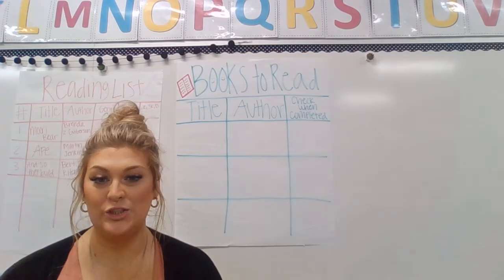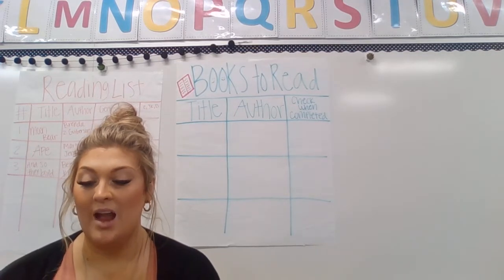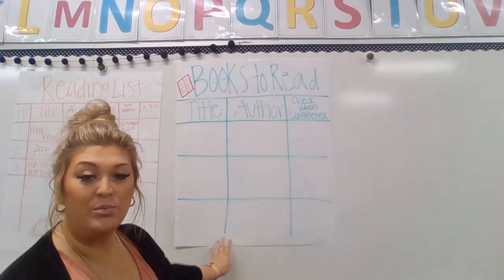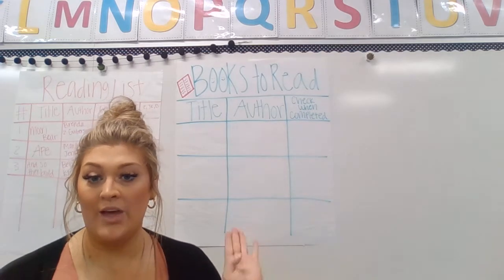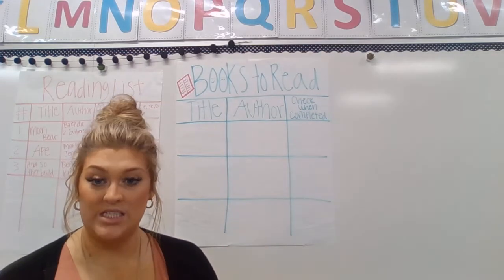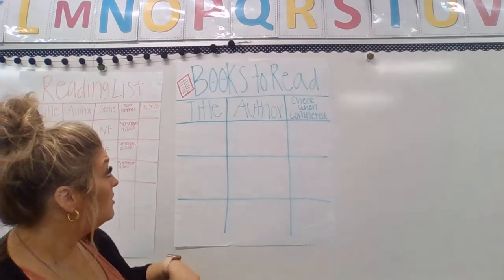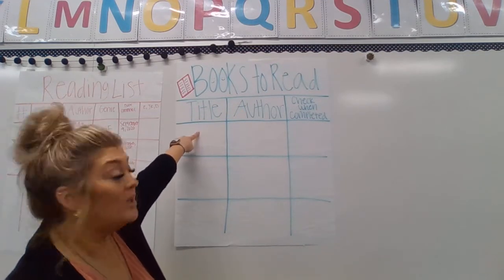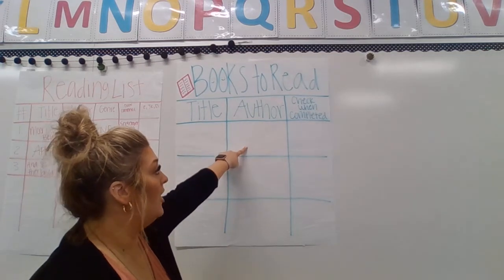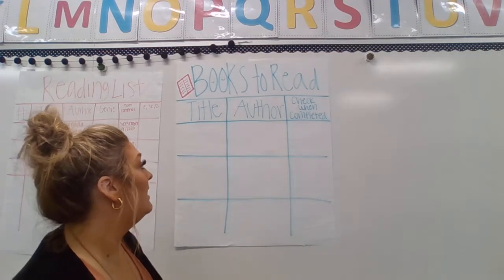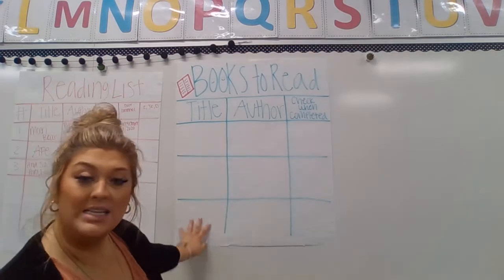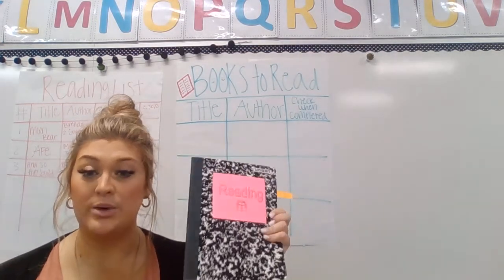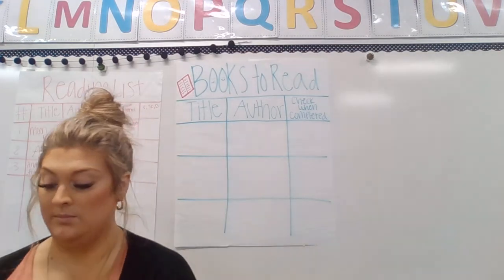So once you have your reader's notebook, if you haven't already drawn this in your reader's notebook, go ahead and draw that chart. Pause the video, draw the chart. It's titled Books to Read. The first column is title, author, check when completed. So draw this exact chart in your reader's notebook because we're going to fill it out together.